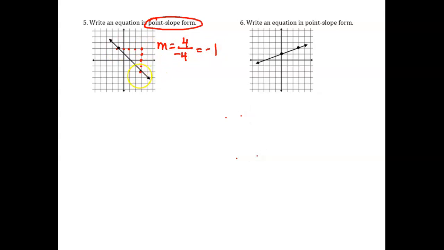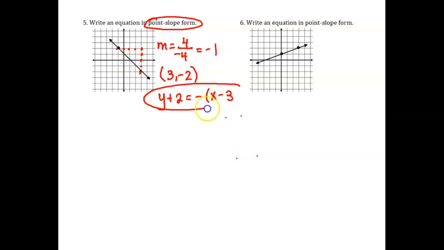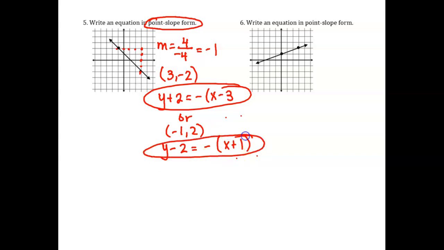I have 2 points here that are identified for me. So 1, 2, 3, 1, 2. So I've got one as 3, negative 2. And so if I use that point at 3, negative 2, point-slope form would be y plus 2 is equal to negative 1 times x minus 3. Or if I use the other point, which is at negative 1, 2, the equation of the line would be y minus 2 is equal to negative 1 times x plus 1. So either way is fine.